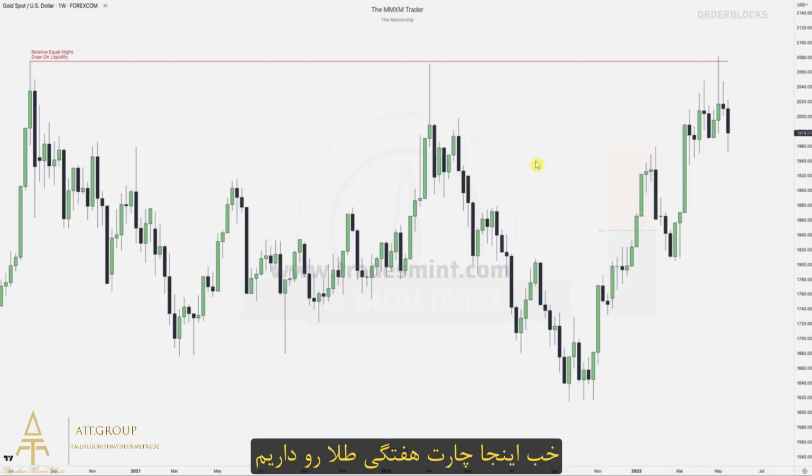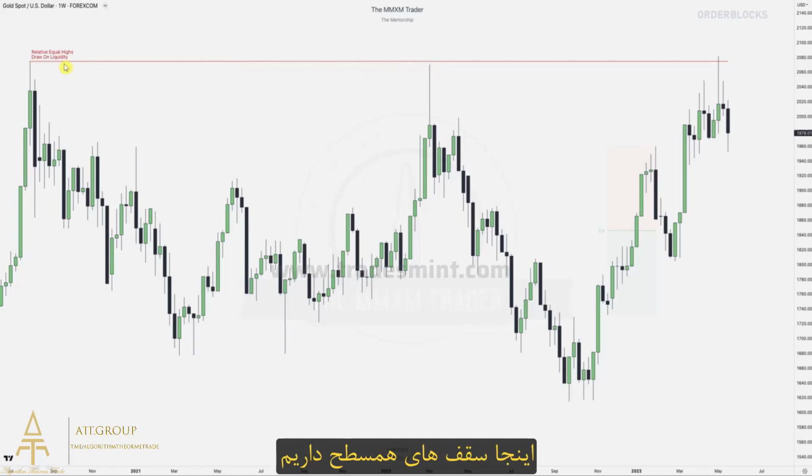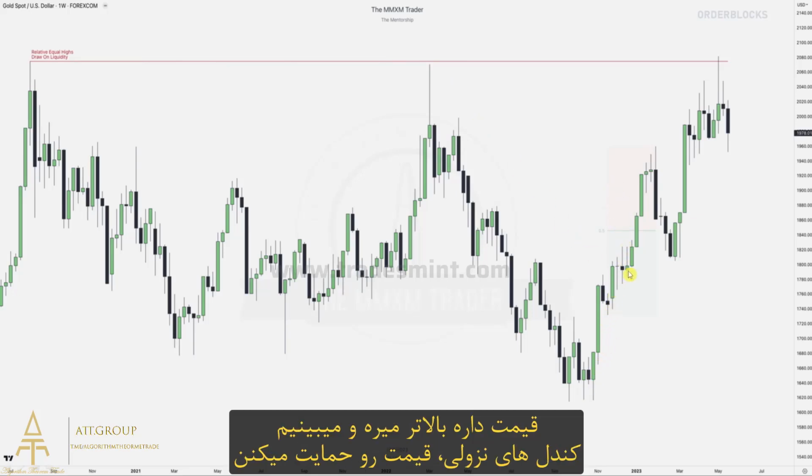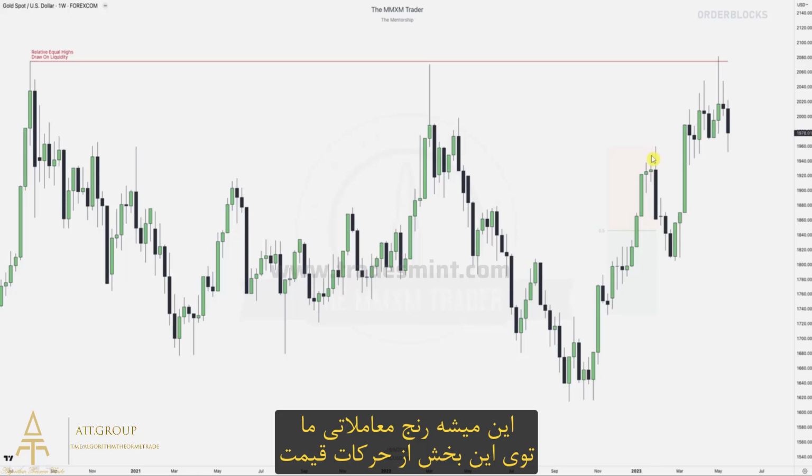Alright, so over here we've got a gold weekly chart. Now, what is more obvious than these buy stops over here, right? Relative equal highs up here, low resistance liquidity. And look at this piece of price action, right? We're moving up and up and up. We can see down close candles supporting price action. And look at this range, right? This low to this high is our current dealing range in this piece of price action.